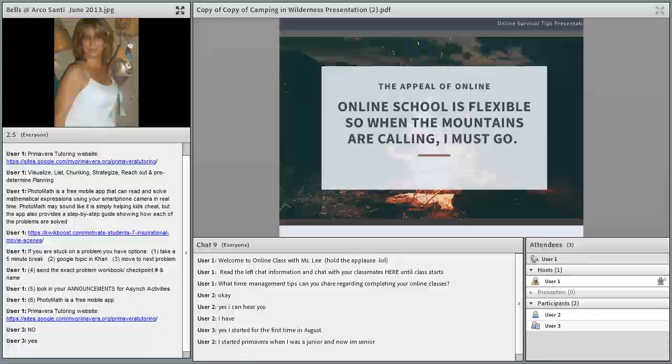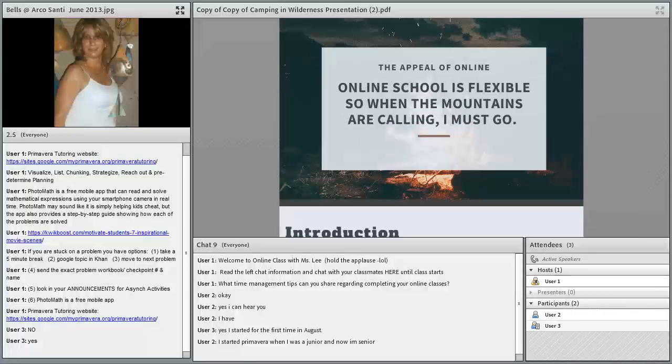So as you know, after you first start, it gets easier after about the second or third class. And I think the really awesome thing about online school is the flexibility is amazing. So whenever anything else comes up as far as importance, when the mountains call, you must go. That can be anything, from a job to health. That is one of the really amazing things about online school and the appeal of it.